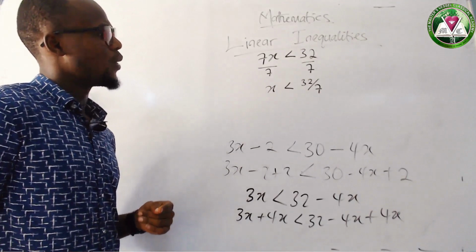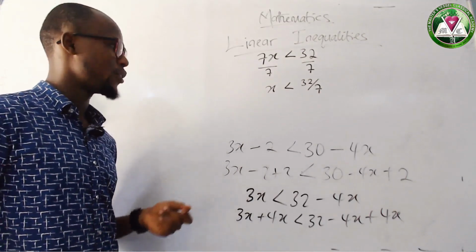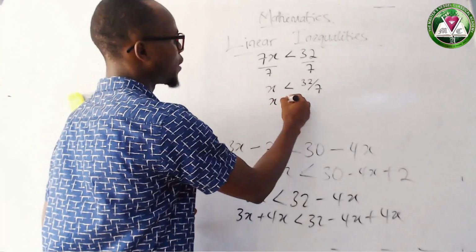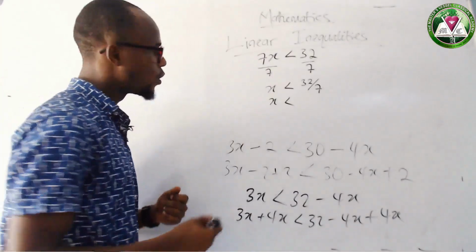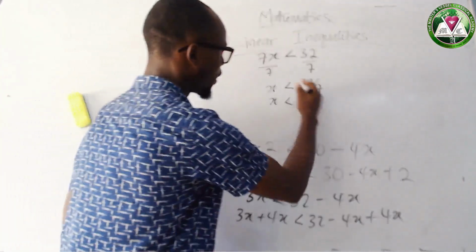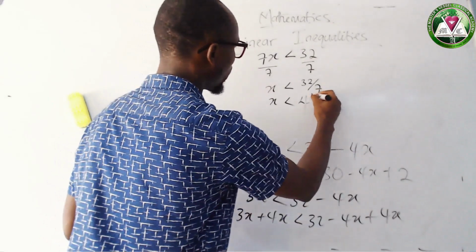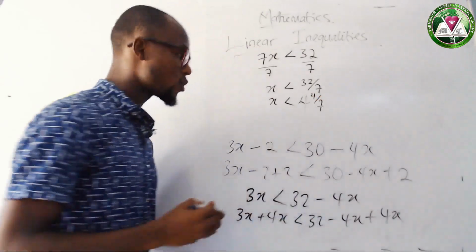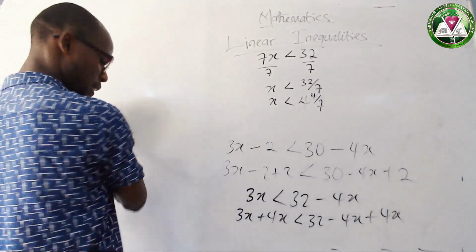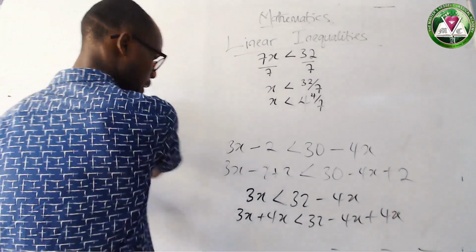But we can still reduce this fraction. So we can have x to be less than or equal to 4 all over 7. You can also write this as a decimal number. So that takes us to our next example.